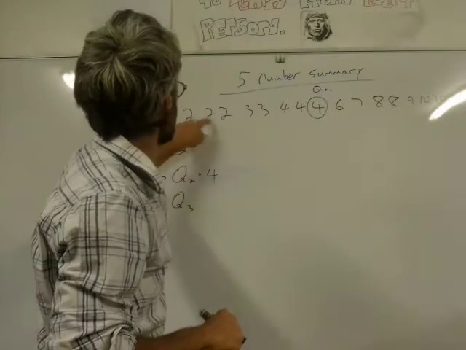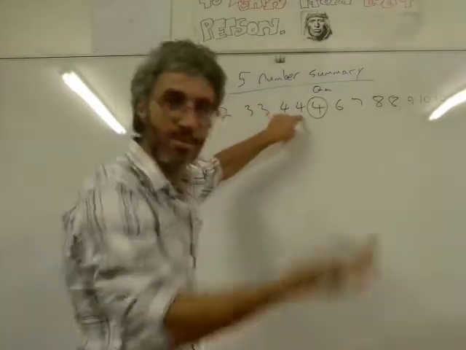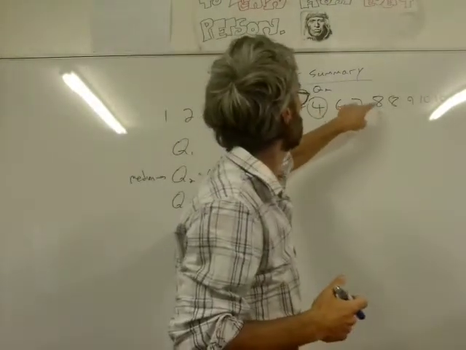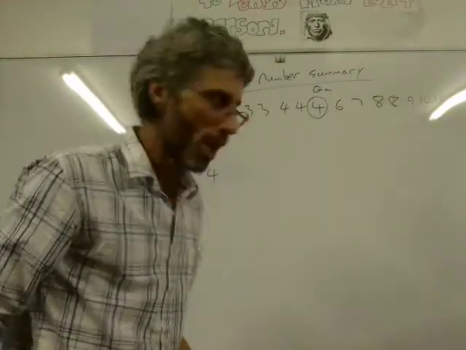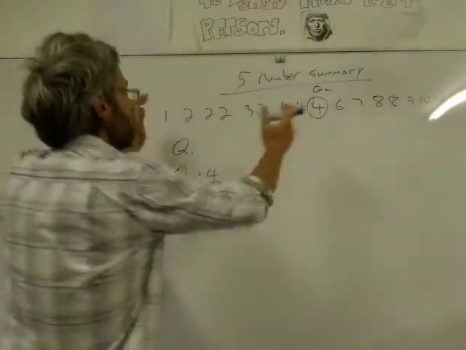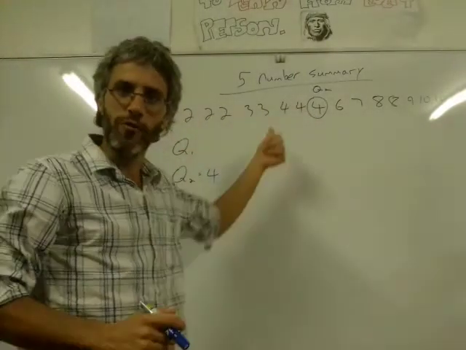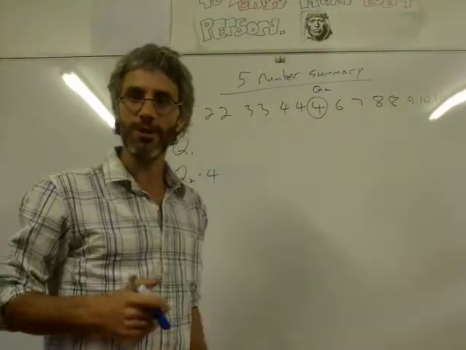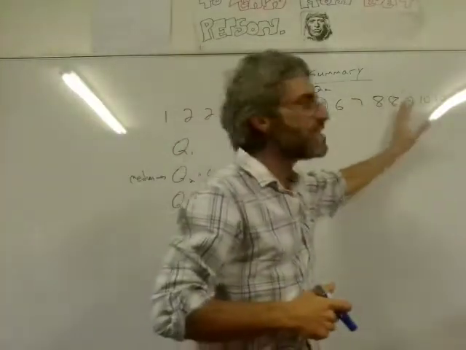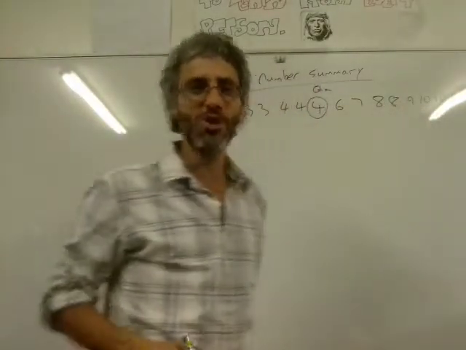I've got 1, 2, 3, 4, 5, 6, 7, 8 before it. 1, 2, 3, 4, 5, 6, 7, 8 after it. So it is the median. Now we also said that we can continue and find another median for the bottom half, which we will call Q1. It's the lower quartile range. And the median for the upper group, and that will be Q3.